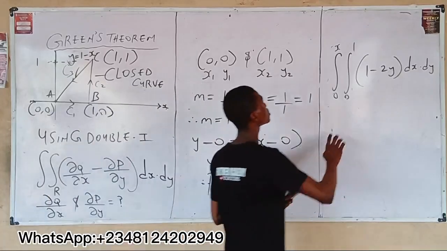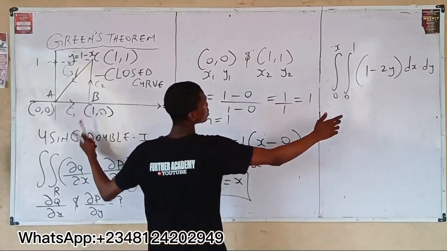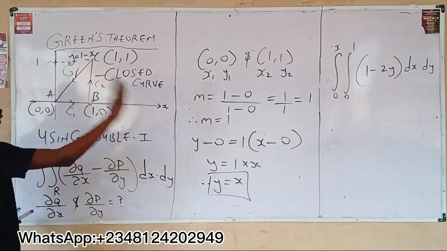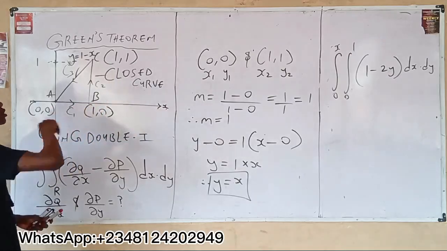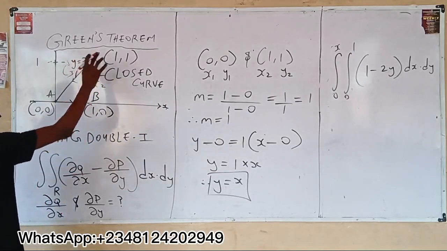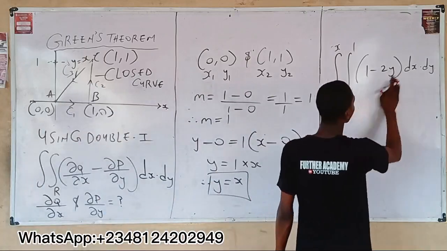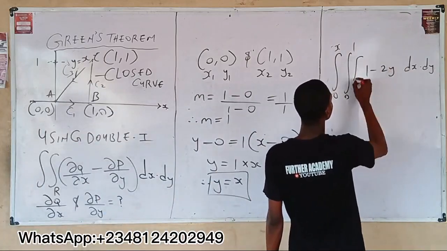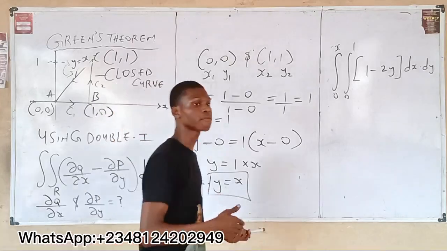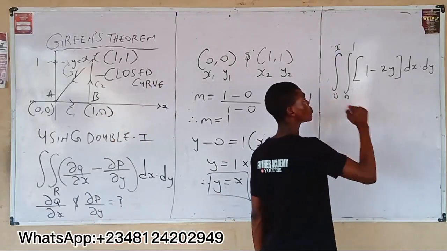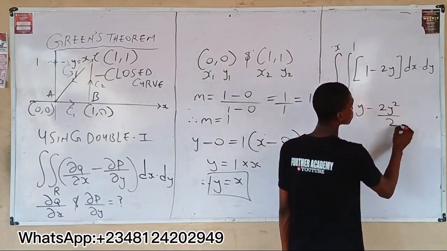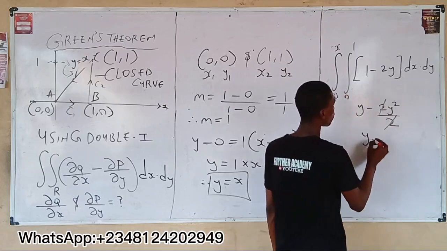For the x limit, we've substituted. This is my x limit, 0 to 1. For the y limit, 0 to x, meaning the equation of this curve. Once you've solved for the function of y, meaning the equation of the straight line, y equals what? X. So that's the meaning. Now let's integrate this with respect to y first. I have y minus 2y squared over 2, right? This cancels out. I have y minus y squared.